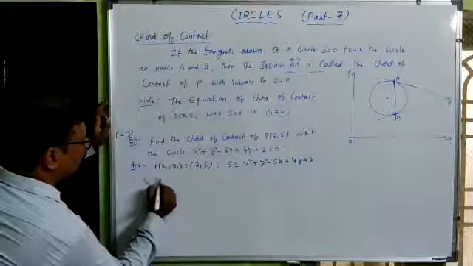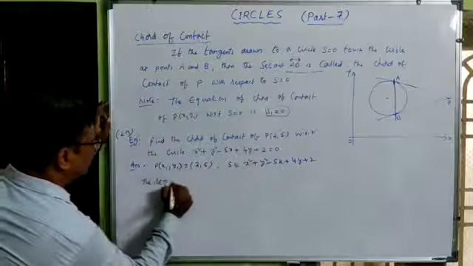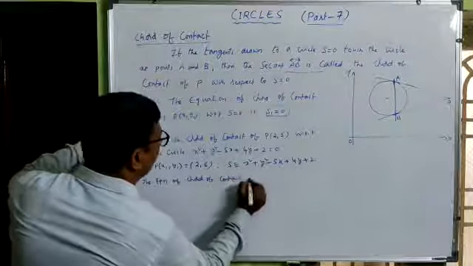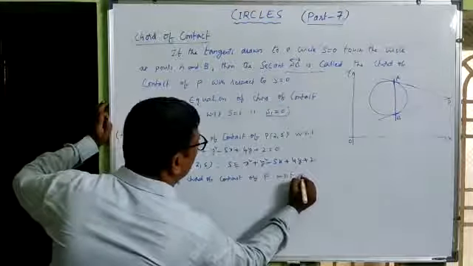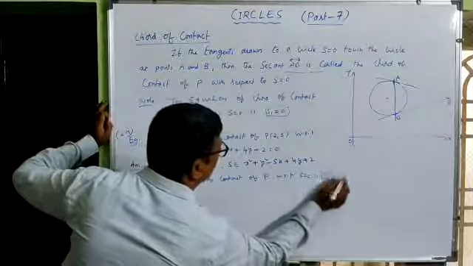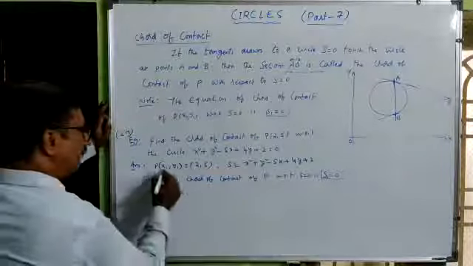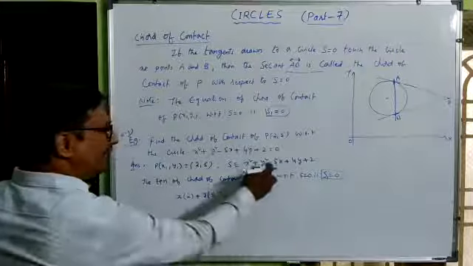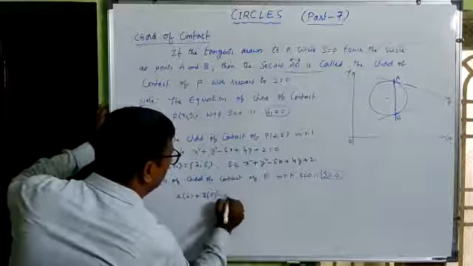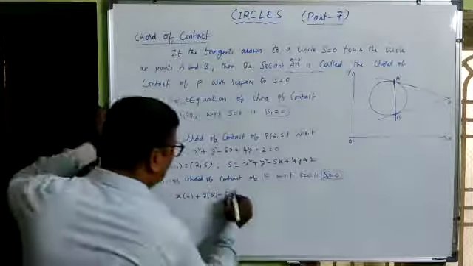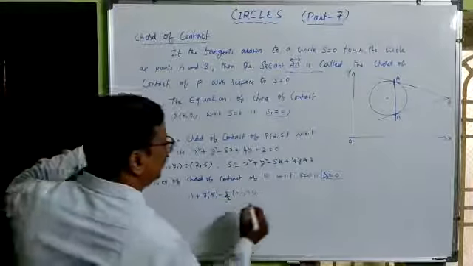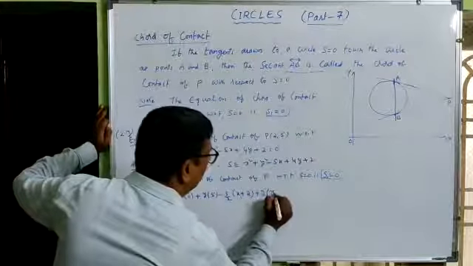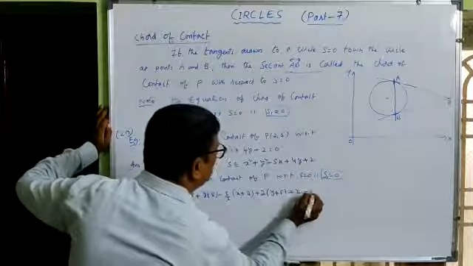So the equation of chord of contact of P with respect to S = 0 is S1 = 0. What is S1 = 0? x·x1, which is 2x, plus y·y1, which is 5y, minus 5x... here 2g is −5, so g is −5/2, times (x + x1), x + 2, plus f, where 2f is 4 so f is 2, times (y + y1), y + 5, plus c, which is 2, equal to 0.